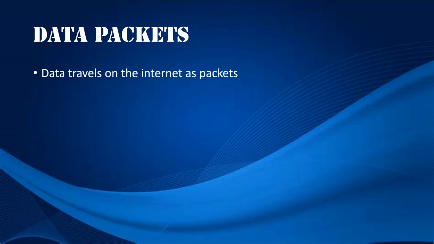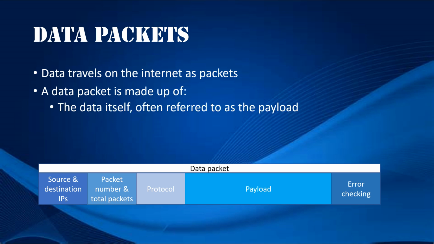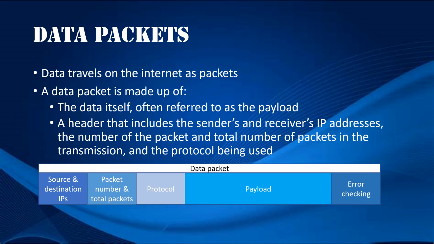Data travels on the Internet as packets. A data packet is made up of the data itself, often referred to as the payload, as well as a header that includes the sender's and receiver's IP address, the number of the packet and total number of packets in the transmission, and the protocol being used. There may also be a trailer that involves some sort of error checking.